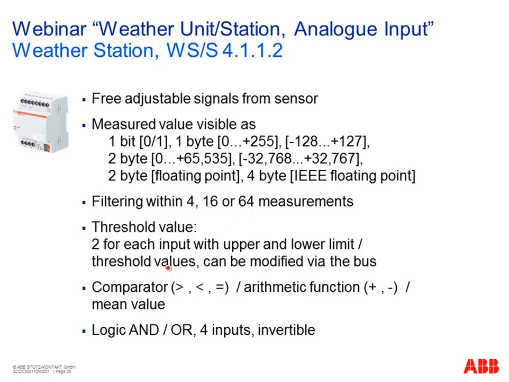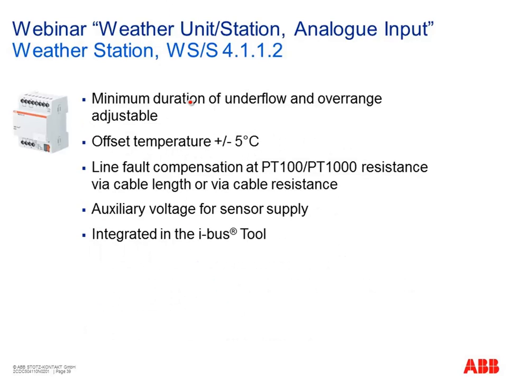Thresholds we know already from the former solution, as well as logic. Different here are mathematical functions like comparing values. Brightness values can be compared. Arithmetic functions, plus and minus, are possible, so values can be added or subtracted to create any solution, or a mean value can be created. So here we have some more options compared with the weather unit. The rest is more or less the same. Minimum duration for underflow and overrange of values, offset temperature for the temperature sensor if necessary.